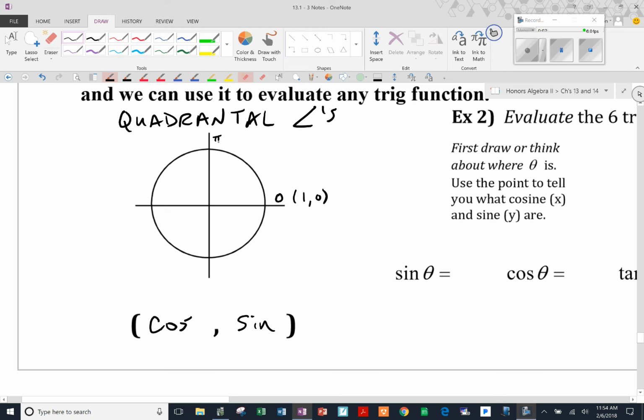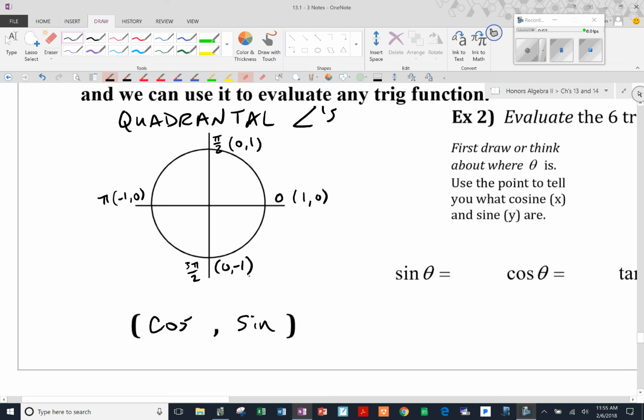Let's go up to the next one. Pi over 2. So right there. What's that point on the unit circle? 0, 1. And then we have pi, whose point is negative 1, 0. And then finally we have 3 pi over 2. And that point in the unit circle is 0, negative 1.